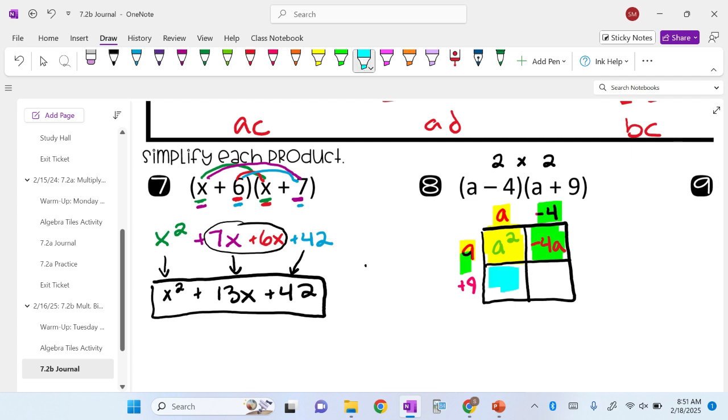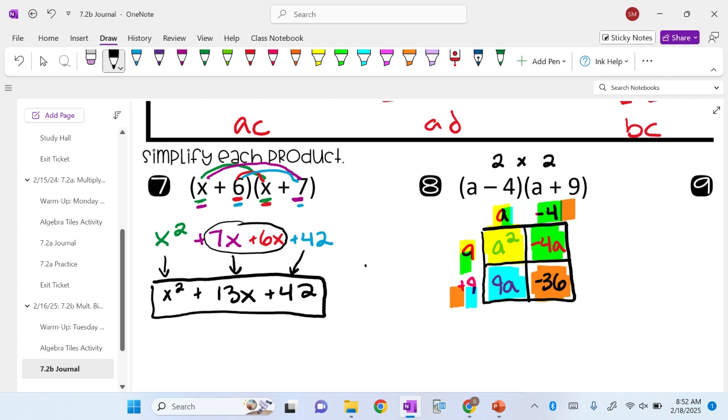What about this box? What am I multiplying together? 9 and a, which does give us 9a. And then finally, this last box. What am I multiplying together? The 9 and the negative 4. So if I multiply those two together, what does that give me? Negative 36. Now, the only difference between box and foil is that box is just a little bit more organized.